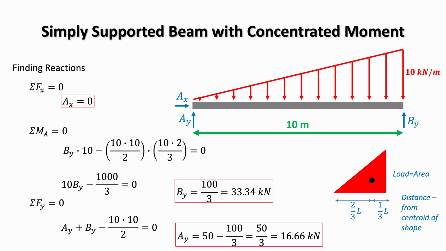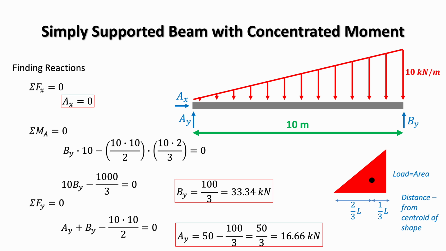We'll begin with the horizontal equilibrium, and since there are no horizontal loads acting on the beam, the horizontal reaction at support A is 0, so Ax equals 0. Next, we take moments around point A. The triangularly distributed load is represented by an equivalent resultant force. The resultant force is always equal to the area of the load, in this case, the area of a triangle. So in our case, the load itself is 10 times 10 divided by 2, so 50 kilonewtons.